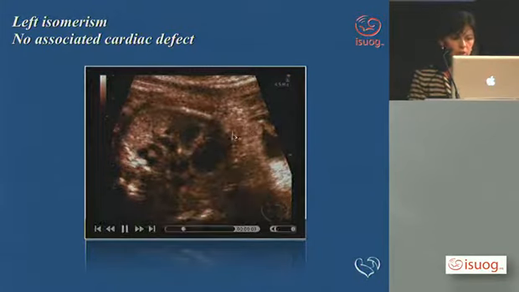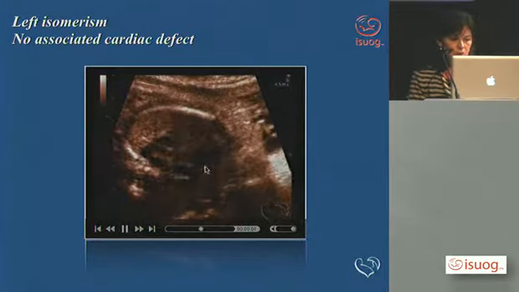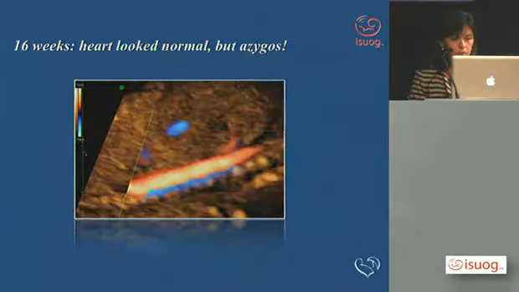We have the aorta coming off the left ventricle and the pulmonary artery. It's a bit dark, this one, coming off the... So otherwise, it looked like a normal heart.